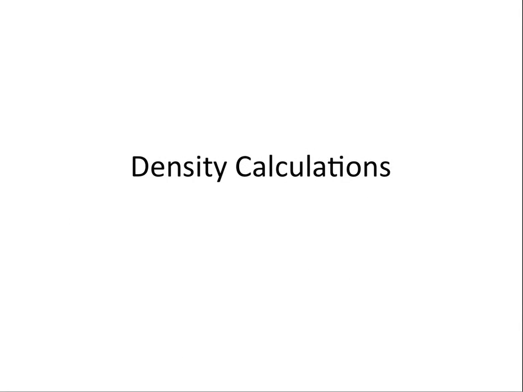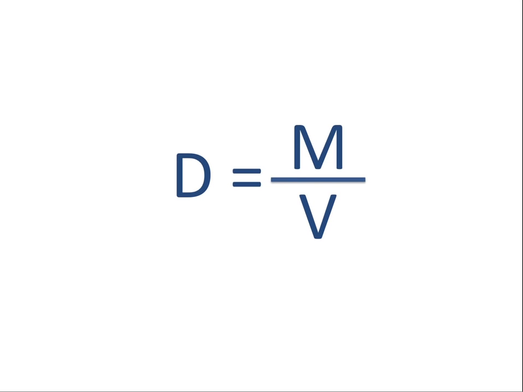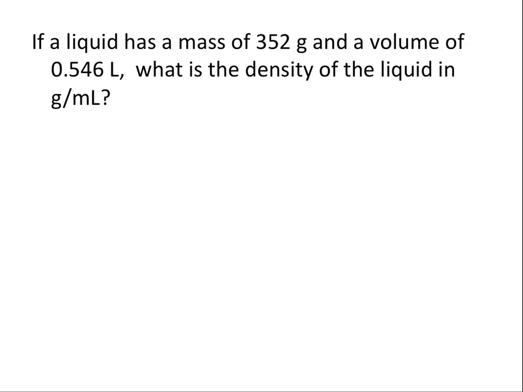This tutorial is on density calculations. We can calculate the density knowing that the density equals the mass of a compound divided by its volume. If a liquid has a mass of 352 grams and a volume of 0.546 liters, what is the density of the liquid in grams per milliliter?